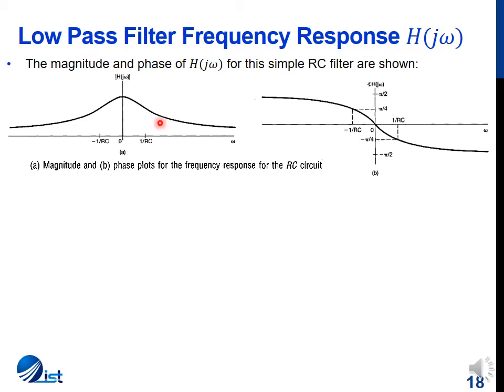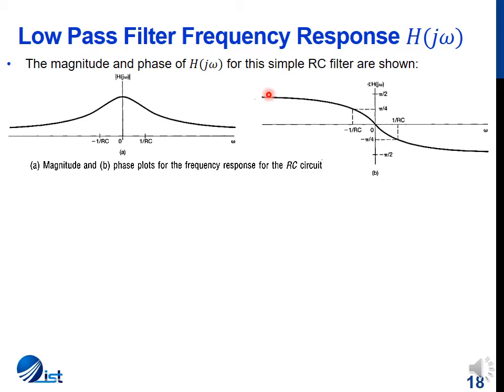We can see that as omega increases, the magnitude of H of j omega decreases. Such a response can be categorized as a non-ideal low-pass filter response. The cutoff frequency is at 1 by tau, where tau is equal to RC. The phase of this response is also shown in the figure. We can see that for positive values of frequency there is a phase delay, and since the phase response is odd symmetric, this is observed in the negative values of frequency.